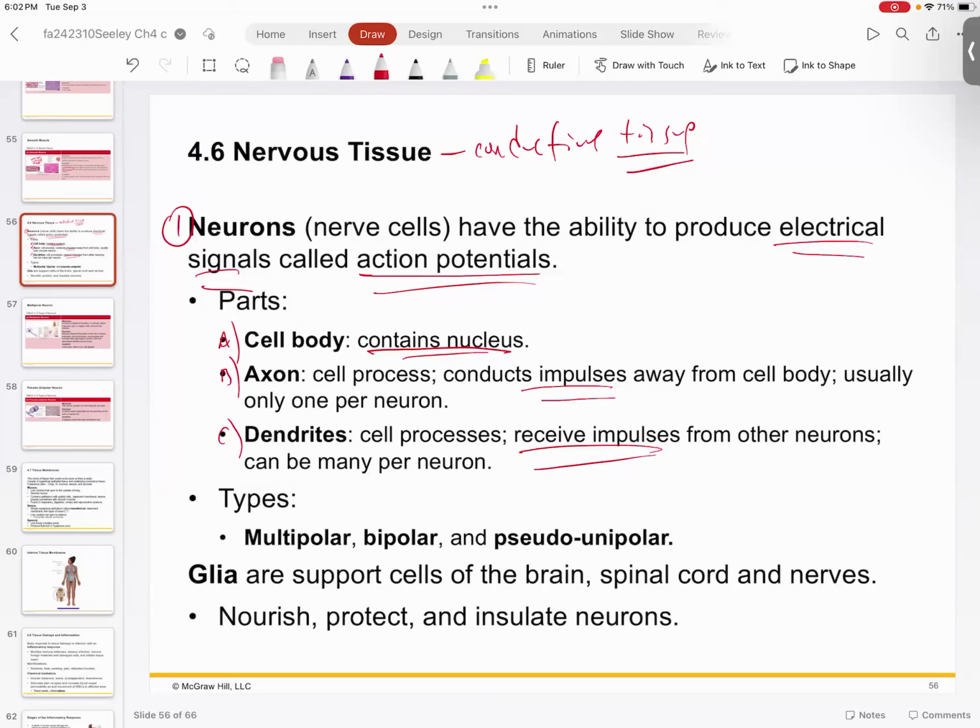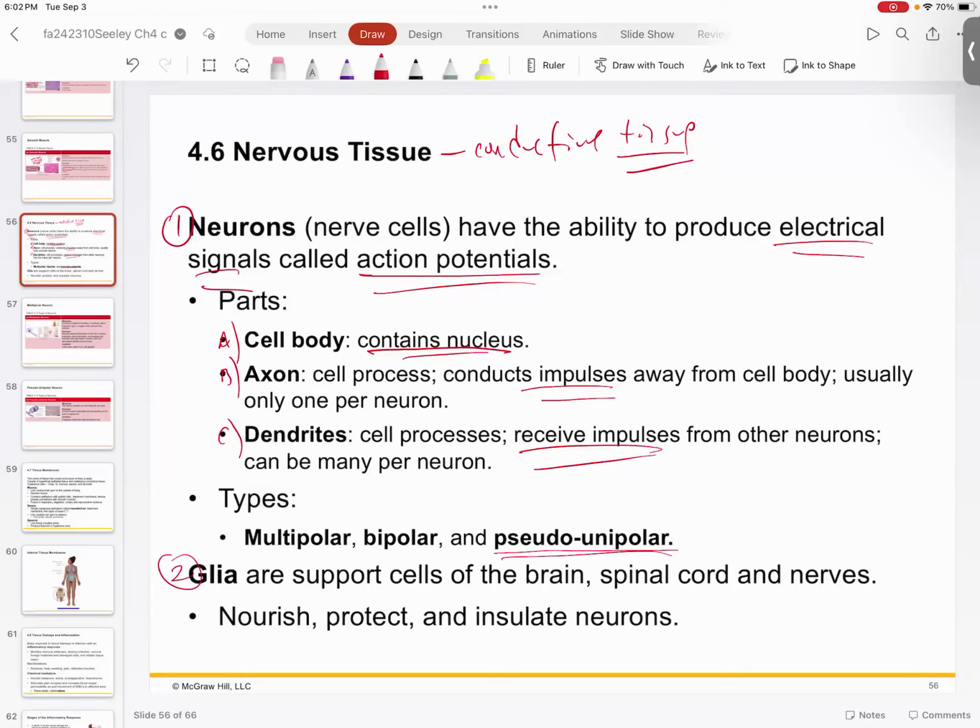Now, you have a couple of different ways that you can classify neurons. First of all, they can be multipolar, basically having multiple different processes attached to them. They can be bipolar, where they have two main processes, one coming in and one going out. And you can have what's called pseudo-unipolar, which looks like it only has one process, but it actually has two. So those are the neurons. We'll talk more about that in chapter 12.